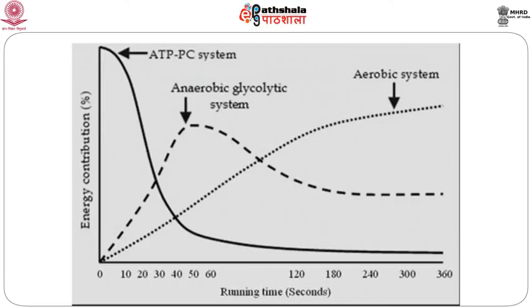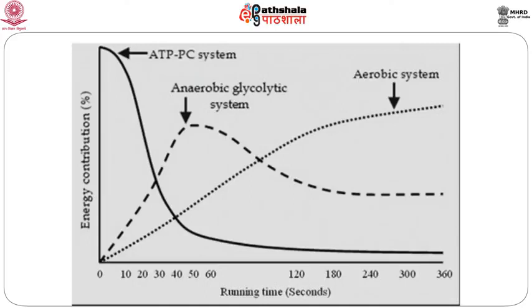The initial 10 seconds or so are almost exclusively through the ATP-PC system. As exercise continues, the anaerobic systems become depleted due to the limited stores of ATP, PC and glycogen, and the aerobic system becomes increasingly dominant as it can break down more complex fuels for energy, such as fats and proteins as well as glycogen.